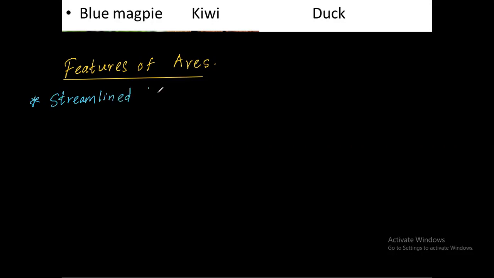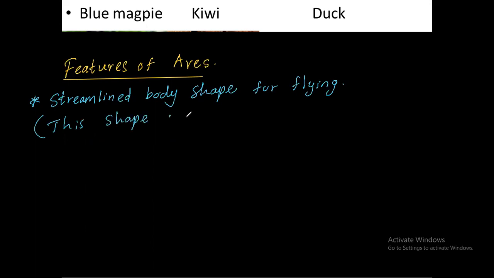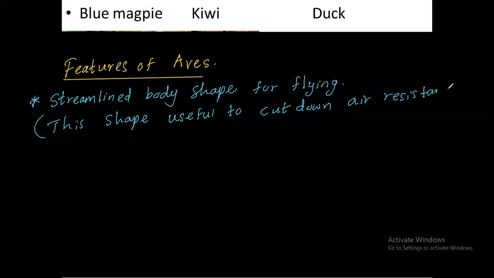Streamline body shape. This shape is useful to cut down air resistance and easy to fly. Resistance, right? This is the shape, right? Draw this a little.